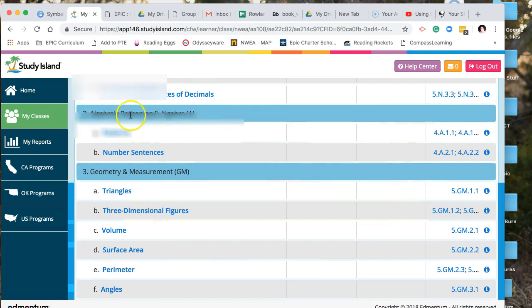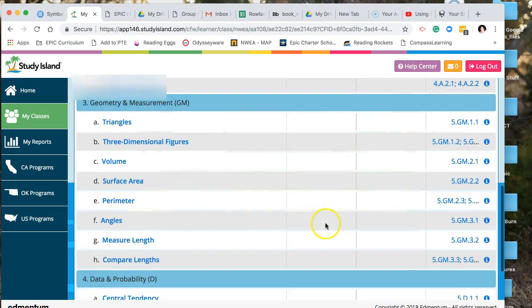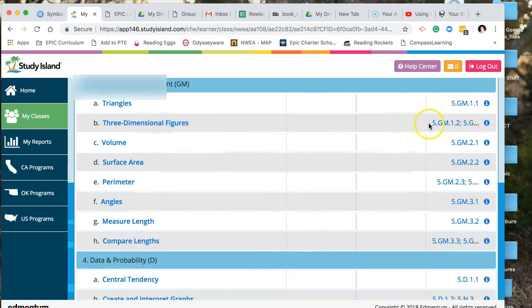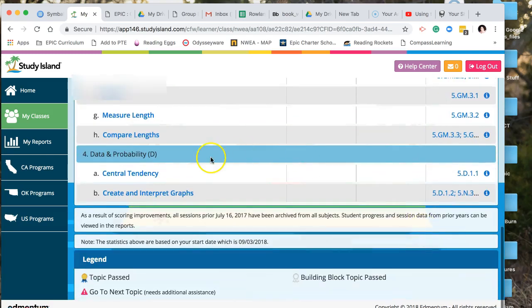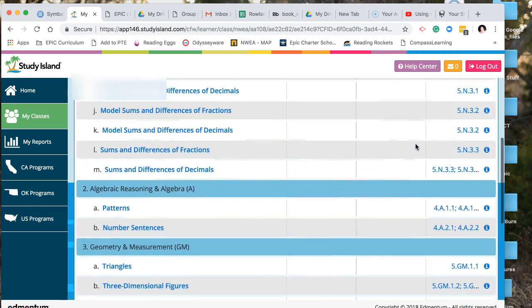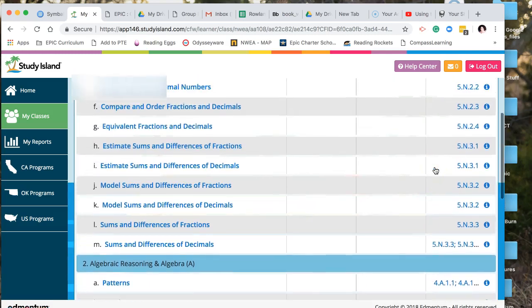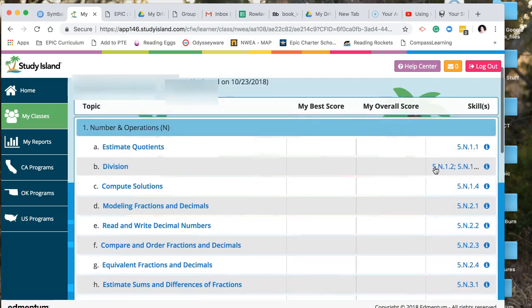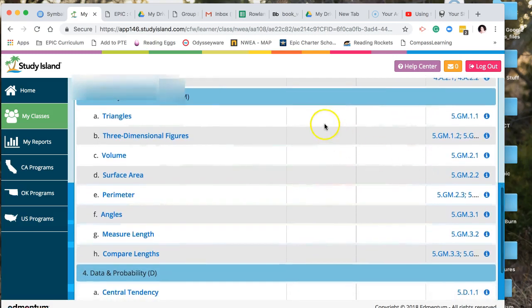The second category, algebraic reasoning and algebra, they were at a 4th grade level. Geometry and measurement over here tells us they were at a 5th grade level in those skills. And data and probability, they were at a 5th grade level. So if I were going to come in here and start, I would have my student work on number 2, algebraic reasoning and algebra first. And then of course we actually need to go back and hit all skills because the student is below grade level.